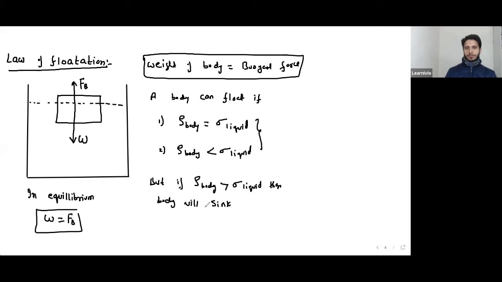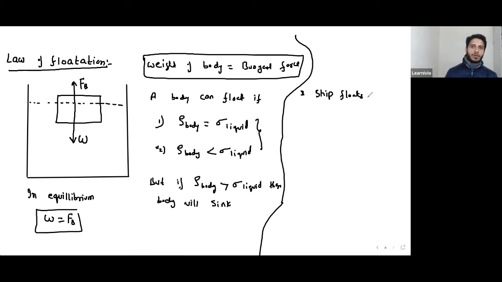But tell me one thing, a ship is made up of iron. The density of iron is very, very much greater than the density of water. But still, the ship does not sink, it floats in water. Why? It's basically because the ship has air inside. The ship is not solid, it's hollow. Air is filled inside the ship.